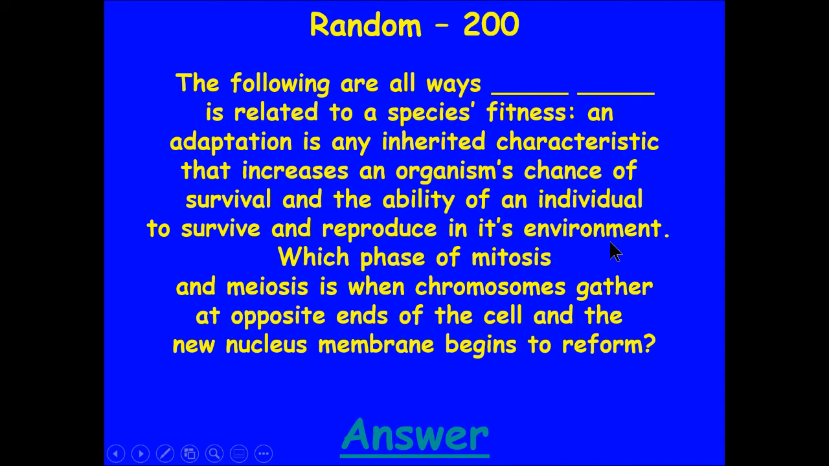Which phase of mitosis and meiosis is when chromosomes gather at opposite ends of the cell and the new nucleus membrane begins to form? Answer coming in 5, 4, 3, 2, and 1.